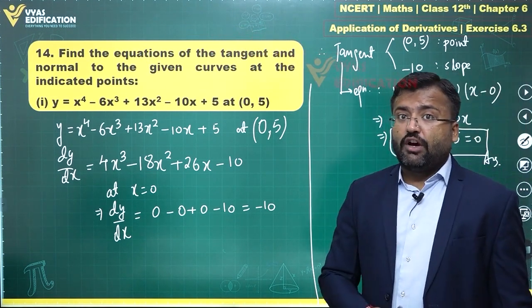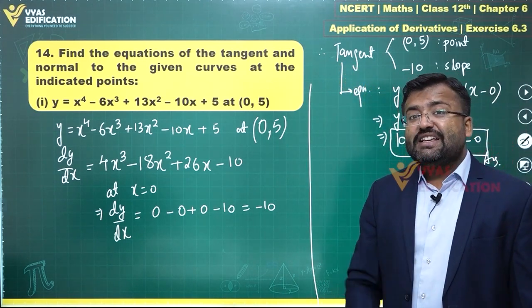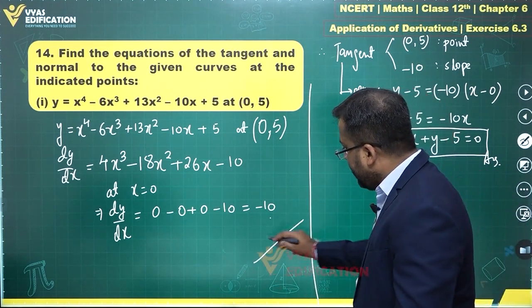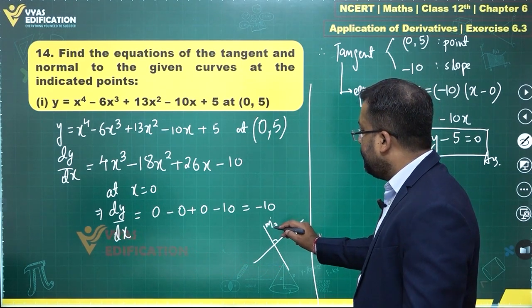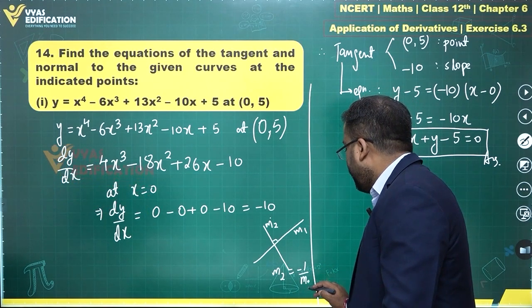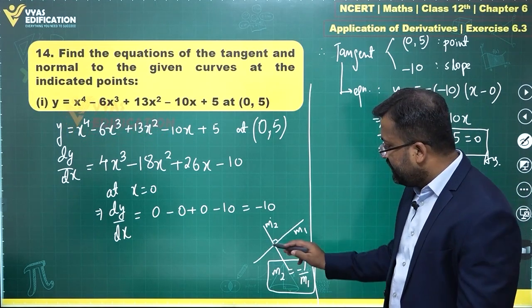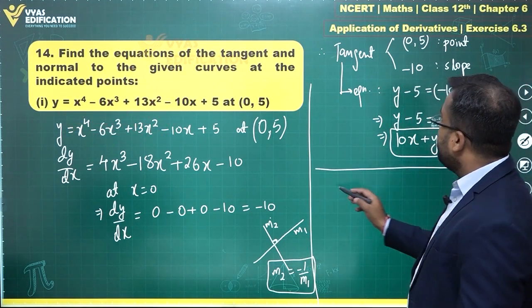What about the equation of normal? For the normal, the point is already known. The slope can easily be found by taking the negative reciprocal of this. The tangent and the normal are perpendicular to each other. If this slope is m1, this slope is m2, then you know that m2 will be equal to minus 1 upon m1. The product of the slopes is minus 1 if the two lines are perpendicular. That's what you know. So on the basis of this, I can easily comment for normal.